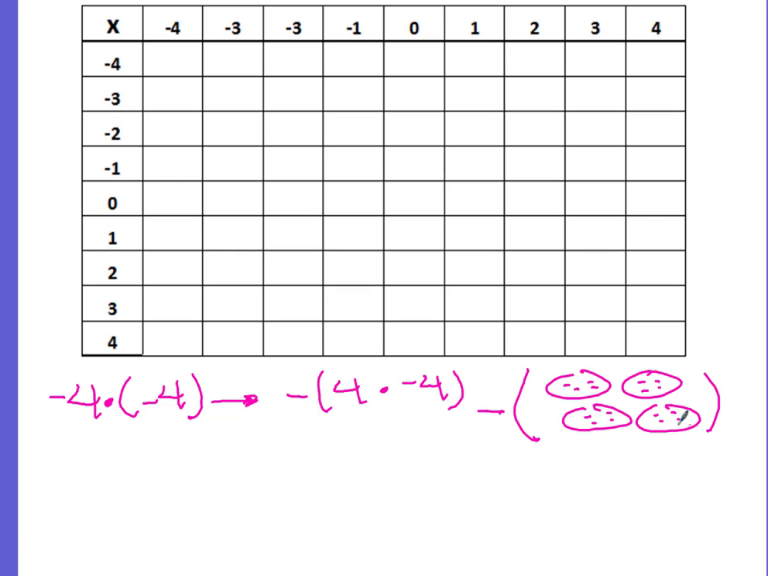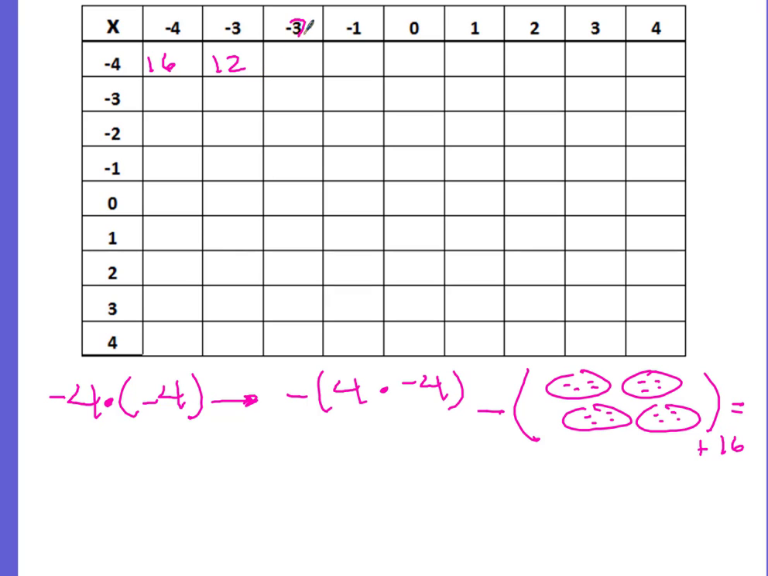And once we count them all up, we see that there are 16 negatives. However, we want the opposite of this, and the opposite of a negative would be a positive 16. So -4 times -4 is positive 16. Then we continue to do the same thing, -4 groups of -3. I'm not going to go through all the models, but you would get positive 12.